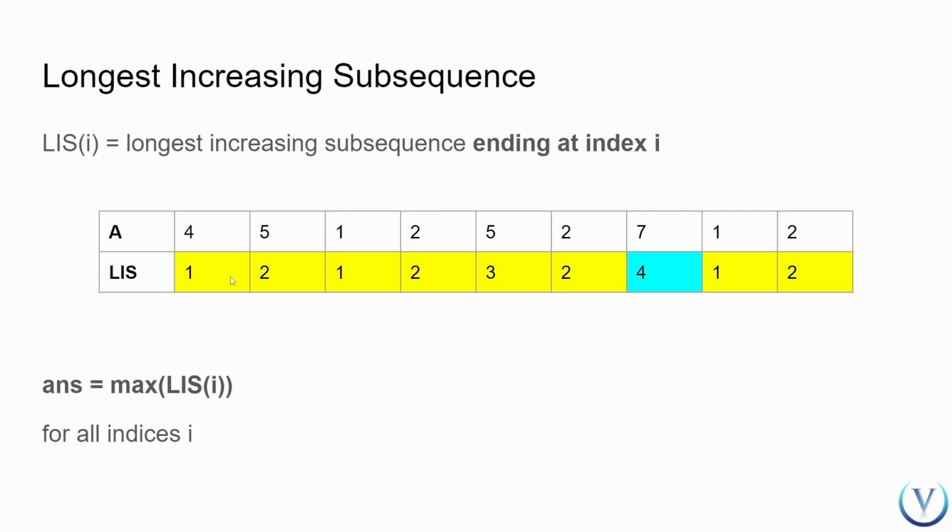Now after that, we look at all the LIS values, and we pick the largest one, and that is our answer. Do note that the answer is not simply the last LIS value, because the LIS value at each index is the longest increasing subsequence ending at that index. So if we pick the last one, that means we are forcing our LIS to end at the last index, and that is not what we want.